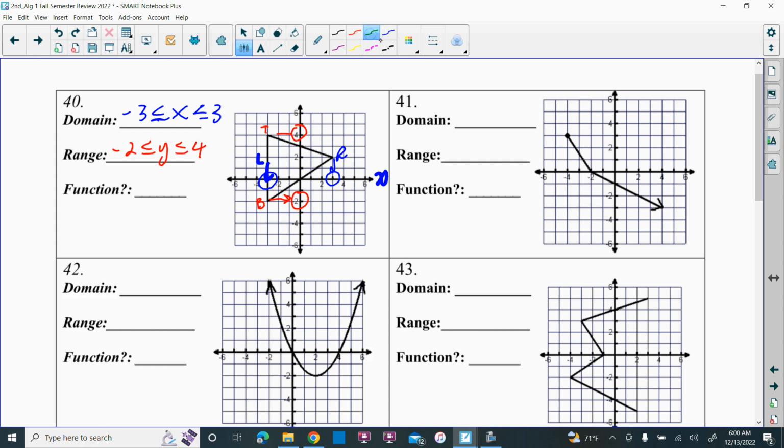Is this a function? On a graph, you have to do the vertical line test, and you have to make sure it doesn't touch twice, which this does touch twice, so you have a repeating x. So this is a no. Sorry.